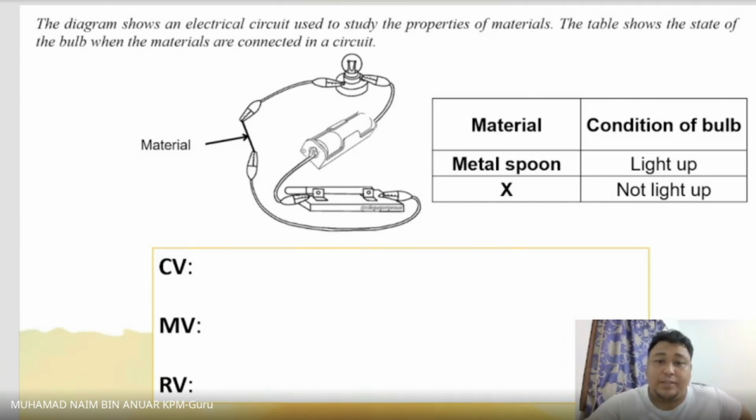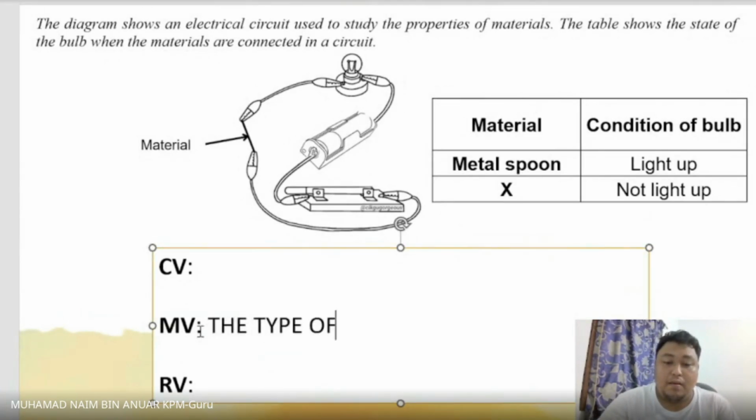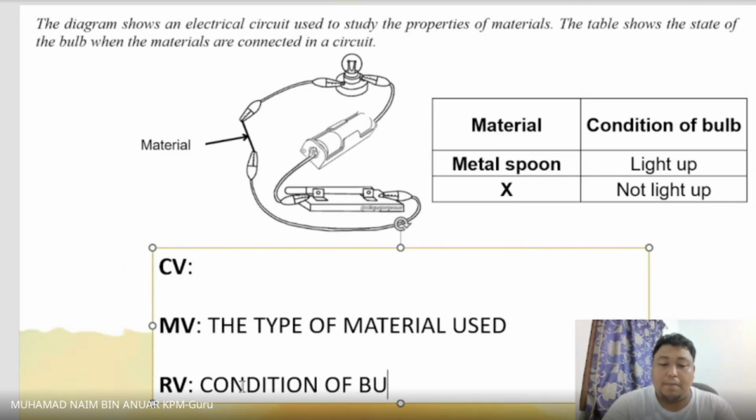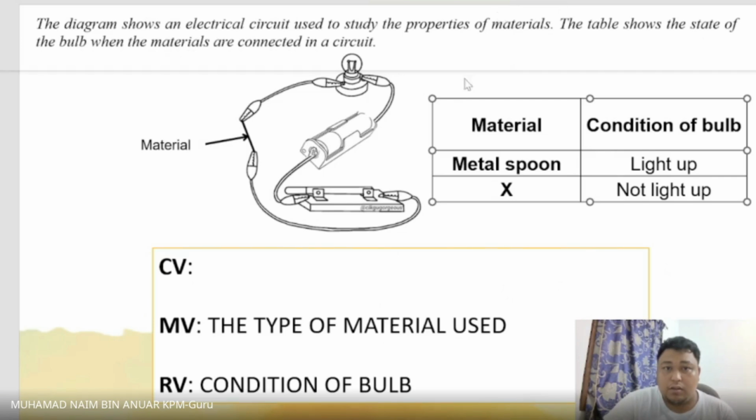Most of you answered the type of material used correctly. The MV is the type of material used, and the RV is condition of bulb. Okay, now I want you to focus on this. Teacher, how do you know? Actually, I don't need to read the question. I already know the answer. How? Because we have this thing called table.